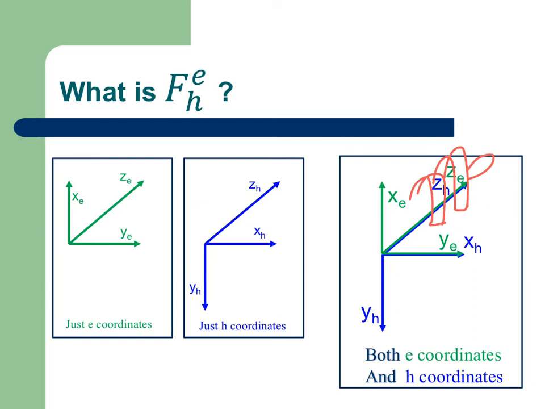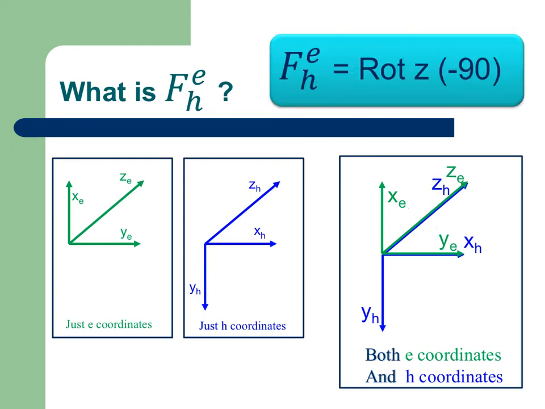So the positive direction of rotation for the z-axis is this way. But we're actually going this way. So that means that we need to do a rotation about H's z-axis of negative 90 degrees. And so we're going to write that the frame transformation from H to E, how do we move the H frame so it's in alignment with the E frame, is rotate about the z-axis by negative 90 degrees.